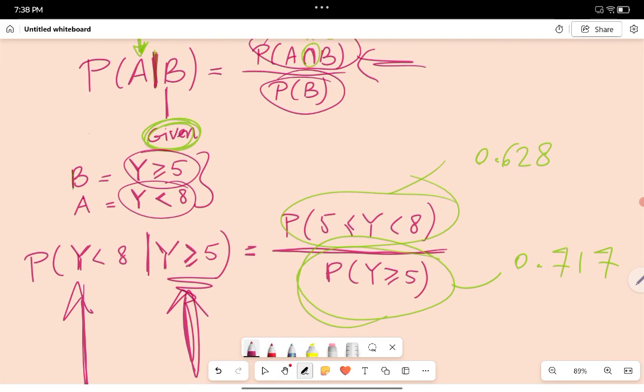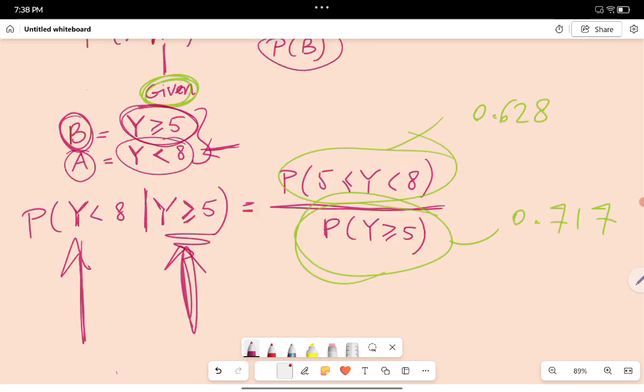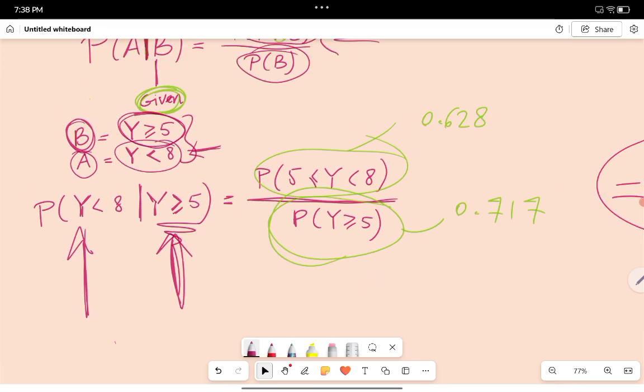So we denote the given part, the condition, that is B, that is given that Ariane scores at least 5 points, so Y must be at least 5. And A is find the probability that Ariane scores less than 8, so Y must be less than 8. And then we use the formula and we write it down like this.